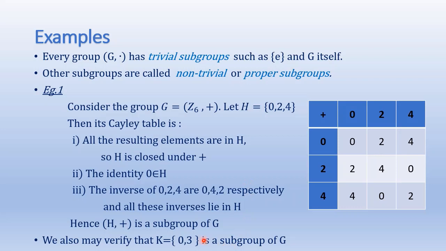We may also verify that K equal to {0, 3} is a subgroup of this G, where G is equal to Z6, plus. In that set, if you consider only 2 elements, 0 and 3, the inverse of 3 is 3 itself. 3 plus 3 is 6, that is, under addition modulo 6, its value is 0. So that belongs to this set. So 3 is self-inverse and 0 is the identity element. So these two belong to one set, which means that set forms a group under the operation addition modulo 6.